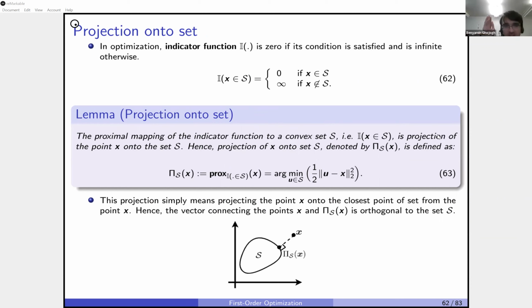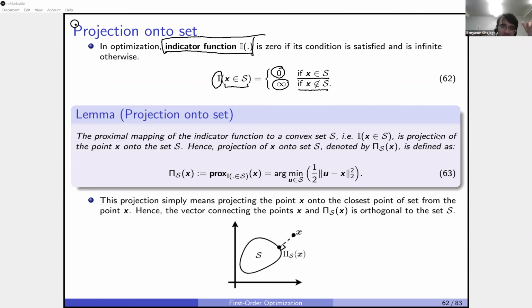Okay. In optimization, indicator function, what is indicator function? So the indicator function in optimization is defined for a set. Assume S is a set, and the indicator function tells whether X belongs to the set S or not. We write it with I, X, whether it is in the set S or not. I stands for indicator, okay? If X belongs to S, this indicator function is 0. If it doesn't belong to S, this indicator function is infinity.